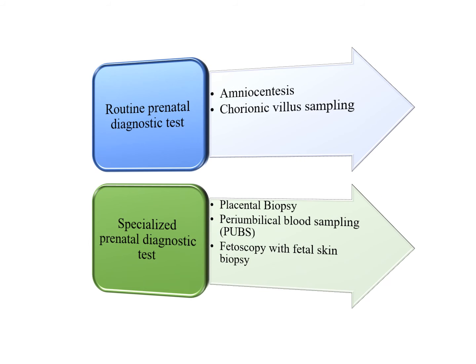Now, there are two types of prenatal diagnostic test. One is routine and another one is specialized. Routine prenatal diagnostic tests involve amniocentesis and chorionic villus sampling, while specialized types of prenatal diagnostic tests are placental biopsy, percutaneous umbilical blood sampling, and fetoscopy with fetal skin biopsy.